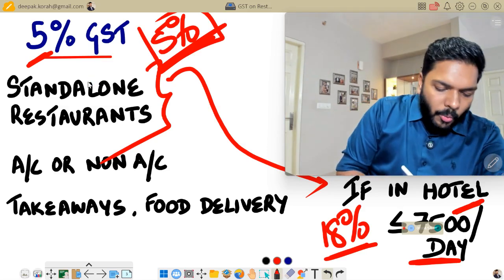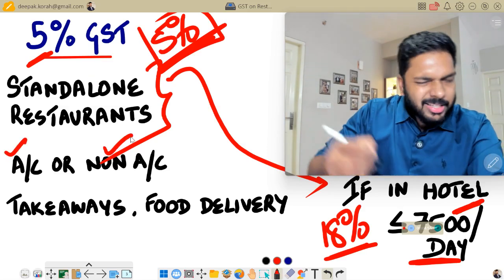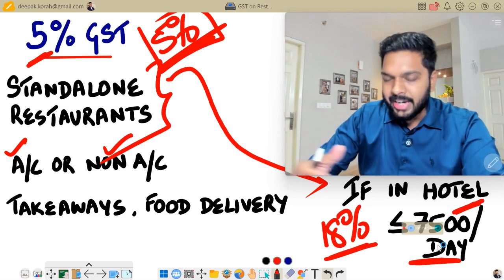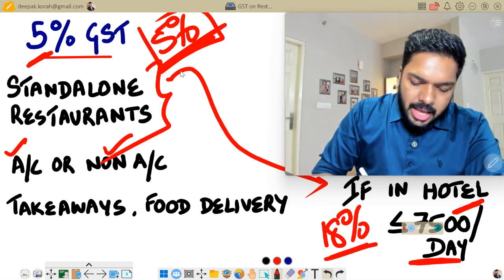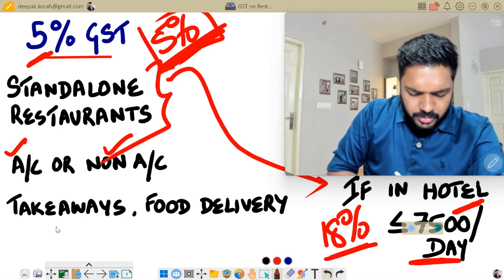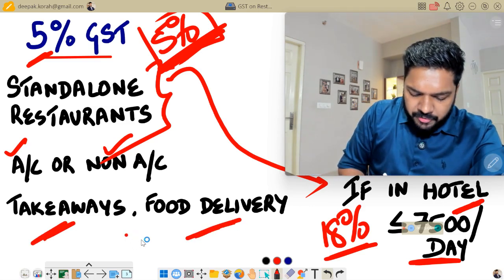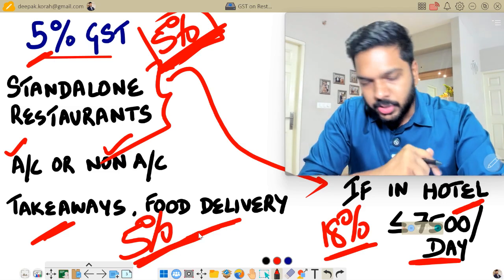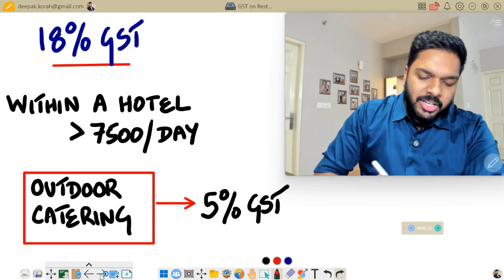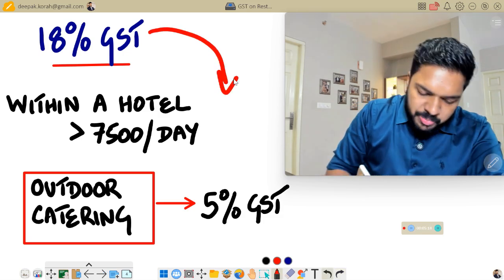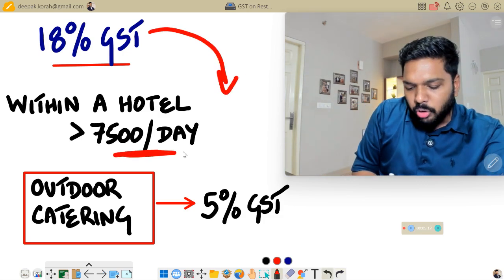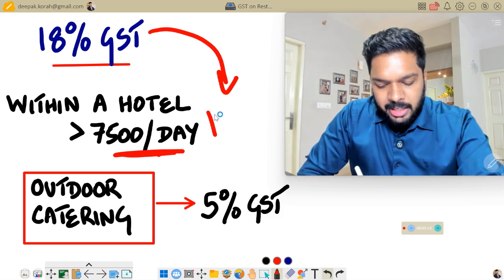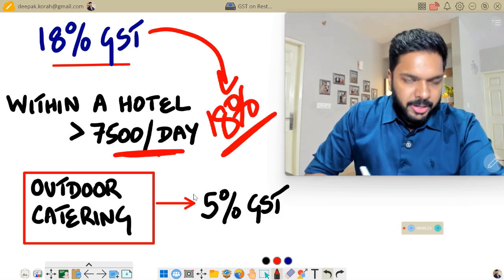Whether the standalone restaurant is AC or non-AC, it doesn't matter. If it's standalone and not part of a hotel where the rent exceeds 7,500 rupees a day, then 5% GST will continue. For takeaways and for food delivery, 5% GST is applicable because it is connected to that particular standalone restaurant. So 18% GST should be levied by a restaurant which is part of a hotel having a tariff or room rent of more than 7,500 rupees a day. Then 18% should be charged or shown in that particular bill.